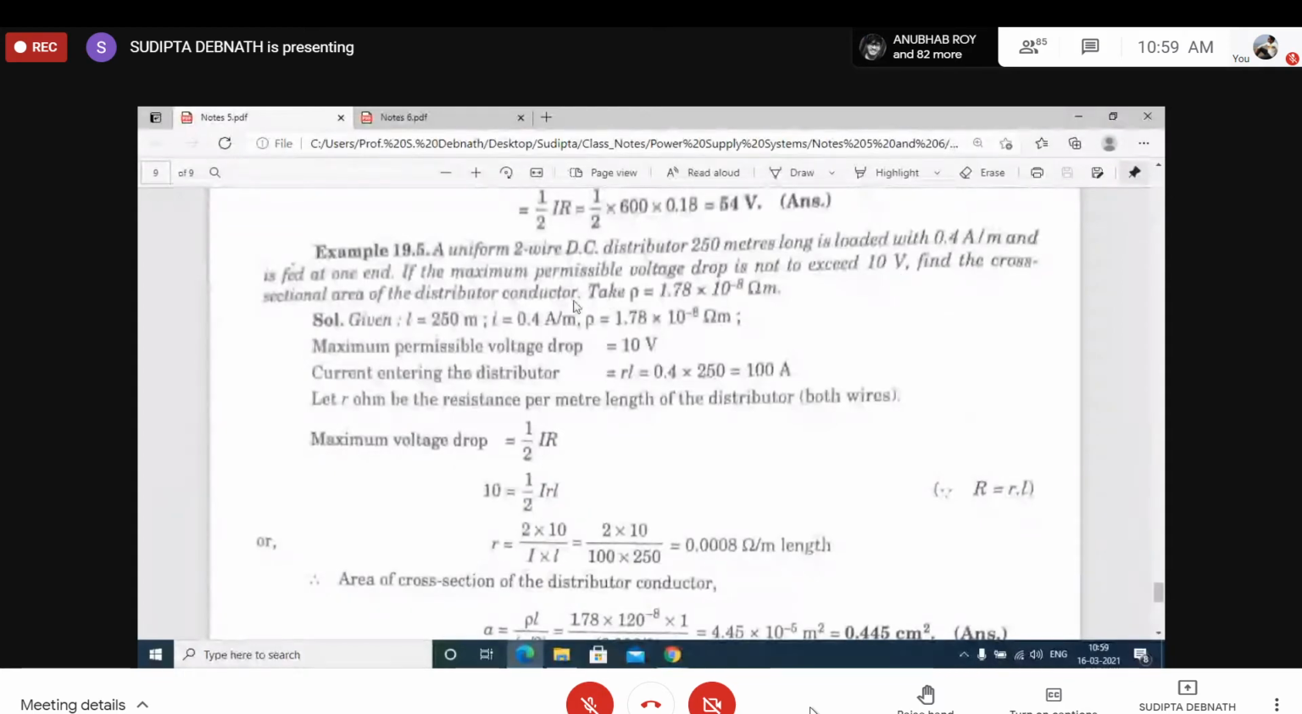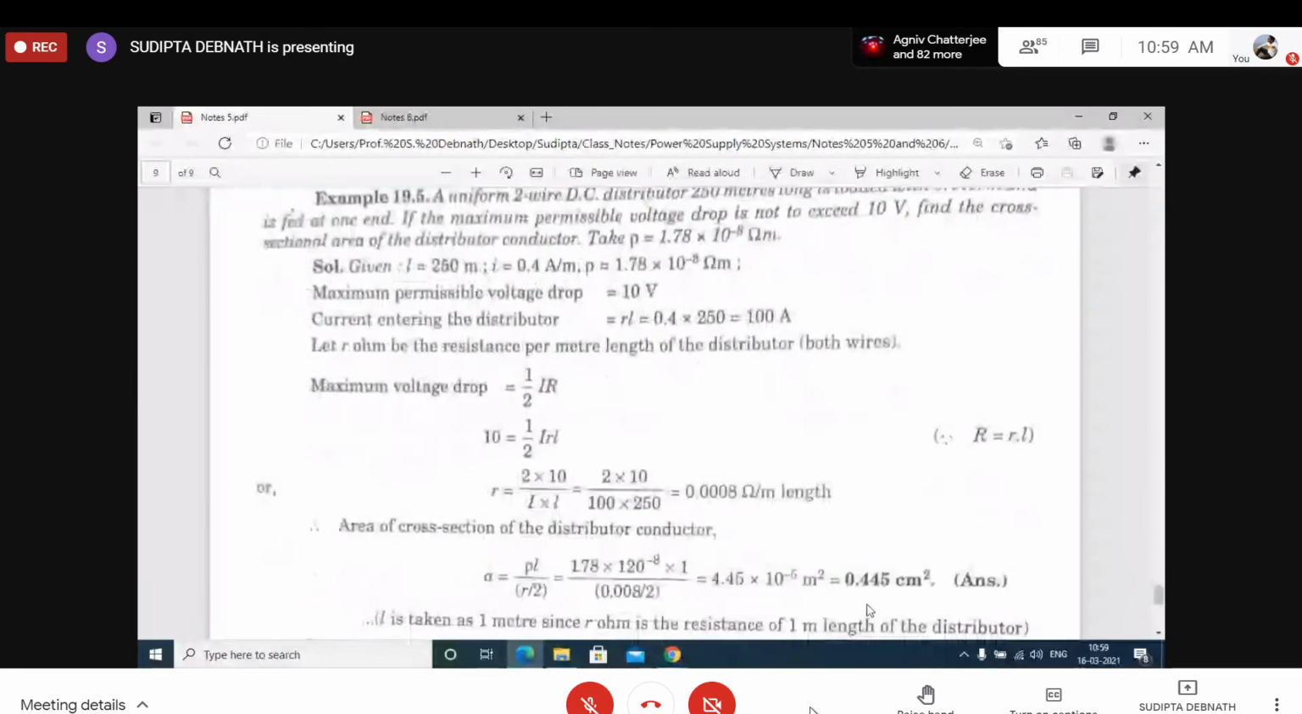Okay, so remember, if you consider R to be of both ways, then while using this formula, you have to consider R by 2. Otherwise, if you consider R as the resistance of each wire, then you have to multiply here by 2. Any one you can use. So from here you can find out A. They have asked to find out A only. So this is very simple.